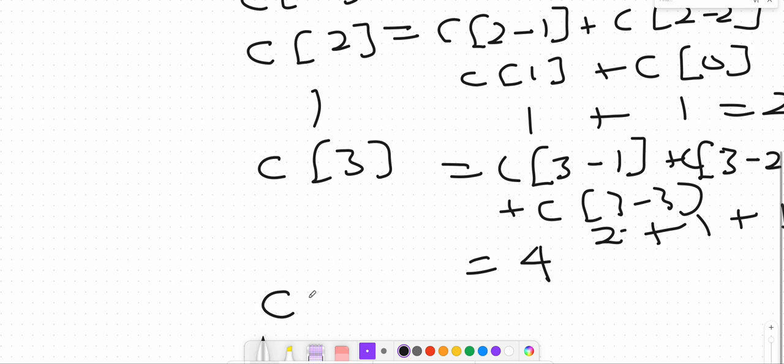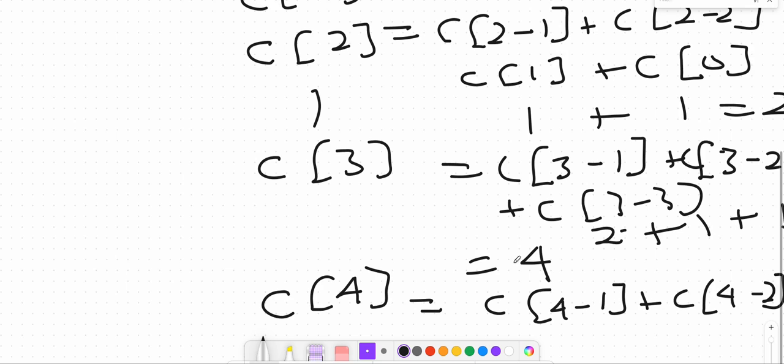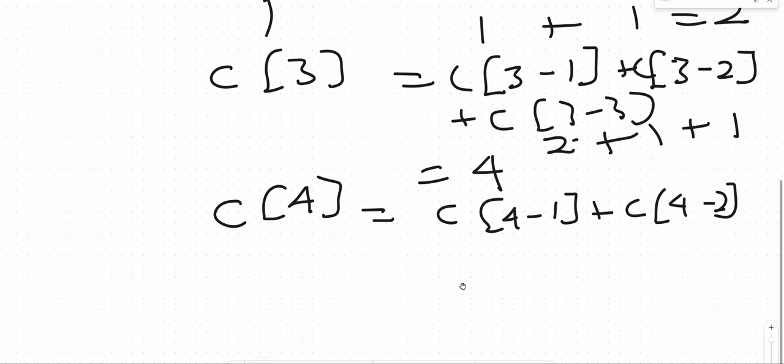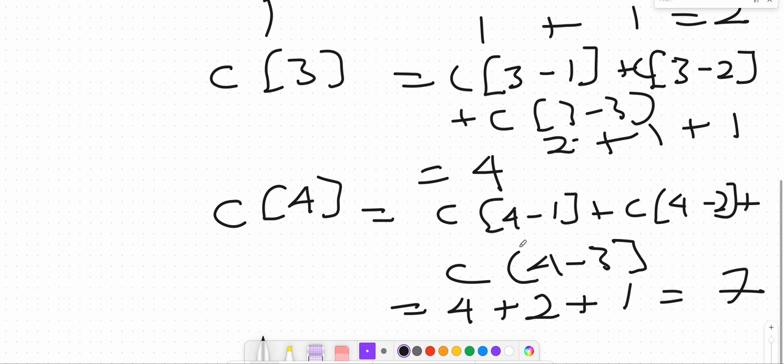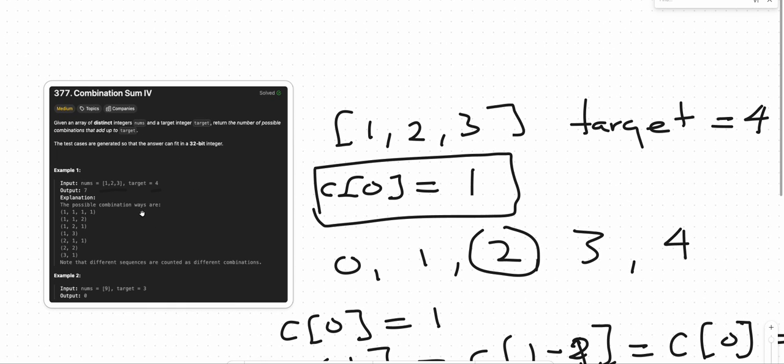Finally, C of 4, which is the answer we are looking for, is C of 4 minus 1, plus C of 4 minus 2, plus C of 4 minus 3. 4 minus 1 is 3, which is 4. 4 minus 2 is 2, which is 2. 4 minus 3 is 1, which is 1. So the answer here is 7, the number of combinations that add up to my target of 4.